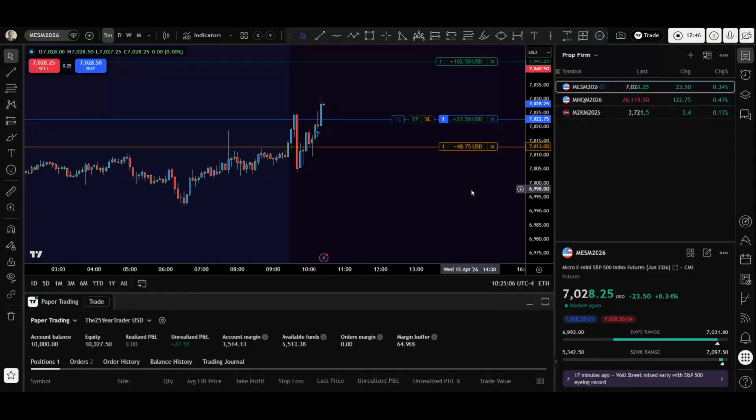So again, back to risk management. Whether you're trading futures, Forex, or prop firms, they're all kind of similar. Never risk more than 1 to 2% on any given trade, and that is how you will survive in the long run.